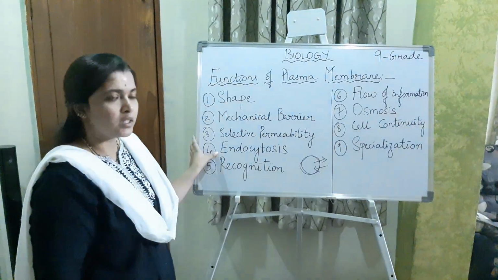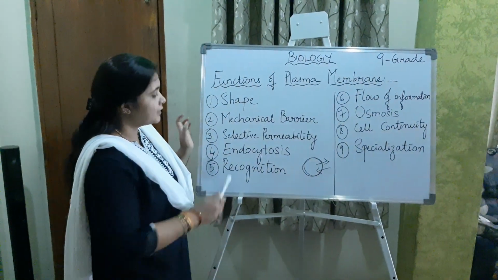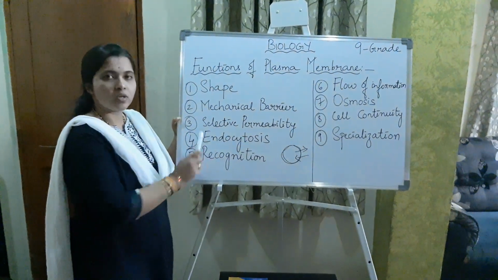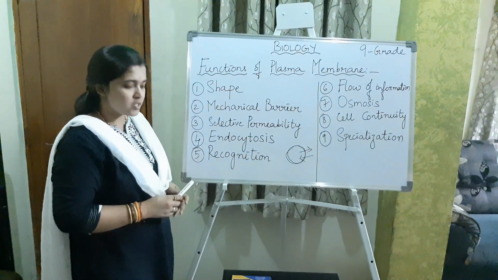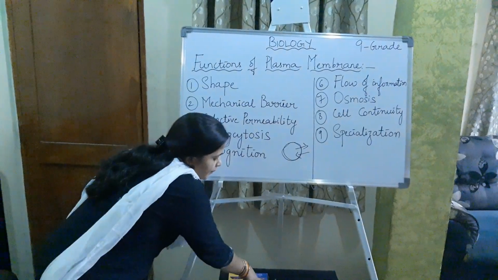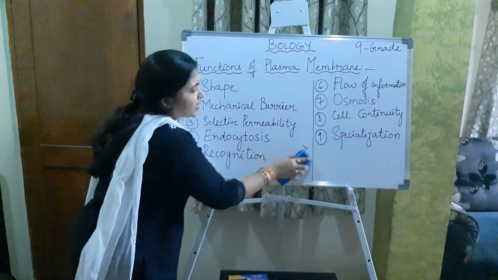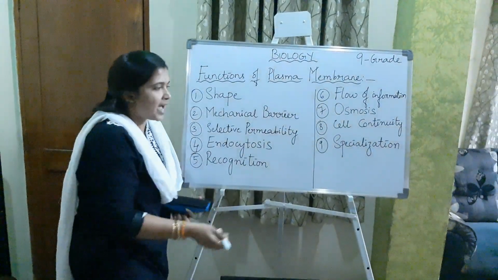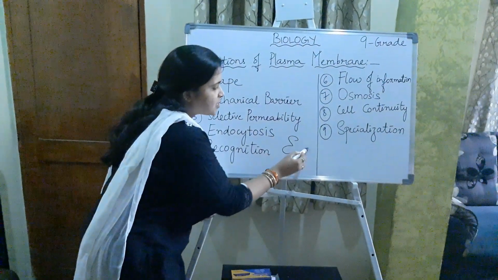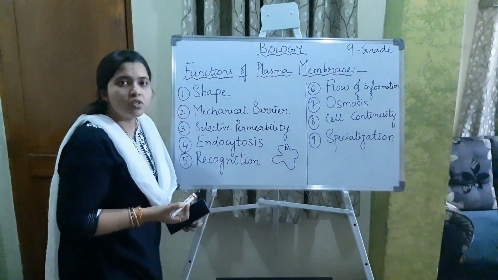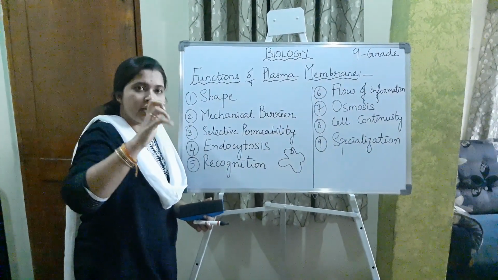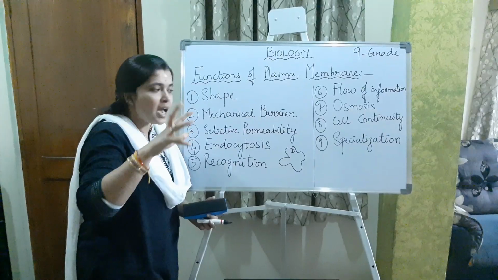Coming to the fourth function of the plasma membrane, it is nothing but endocytosis. What do you mean by endocytosis? For example, we have an organism known as amoeba. So amoeba is a unicellular organism and it does not have a specific shape like this. So it will engulf and get the food. In this way it will engulf itself, the body, and get the food.